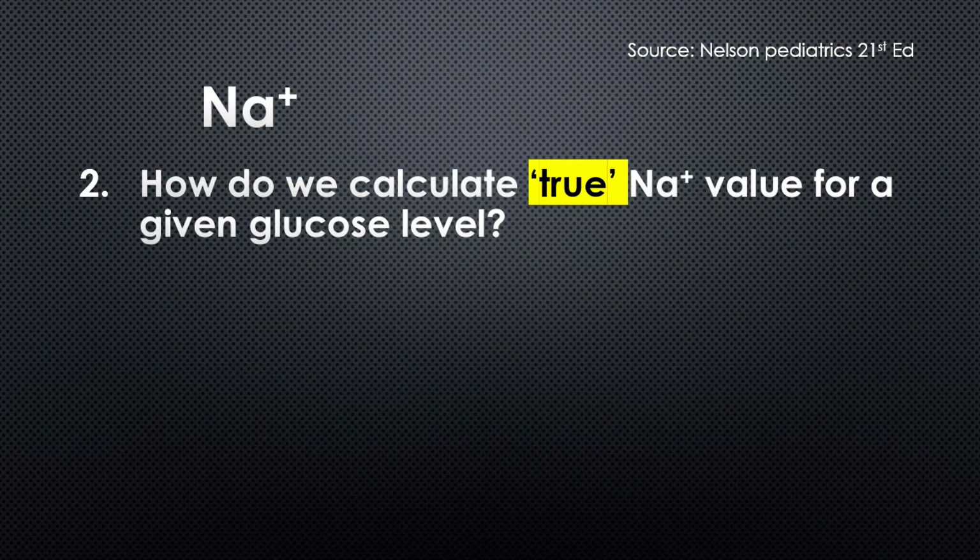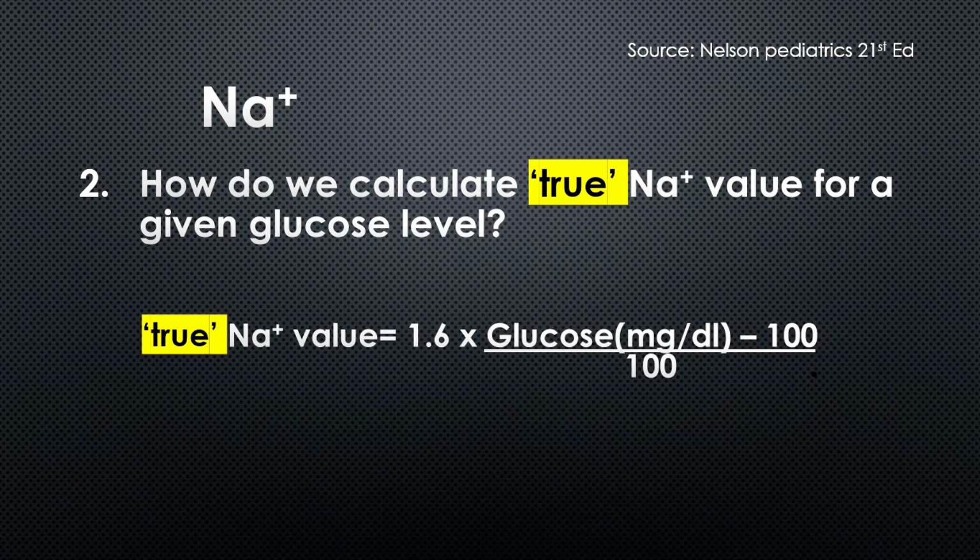So how do we calculate the true sodium value for a given glucose level? This is done by a formula, that is 1.6 into (glucose in milligram per deciliter minus 100) divided by 100.